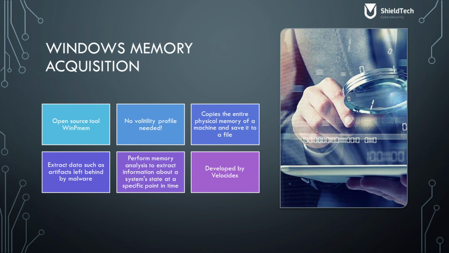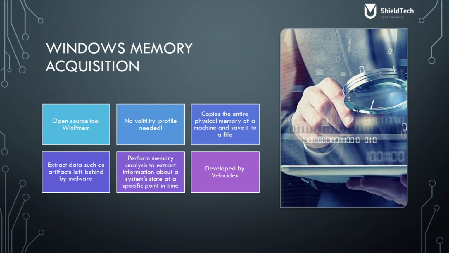Let's have a look at how to do this in Windows. For Windows, the process is a little simpler, as we do not need to create the volatility profile. To create a memory dump, we'll use a tool called WinPmem. This tool works in a similar way as AVML and allows us to copy the entire physical memory of a machine and save it to a file, which can later be used for analysis using the volatility framework.